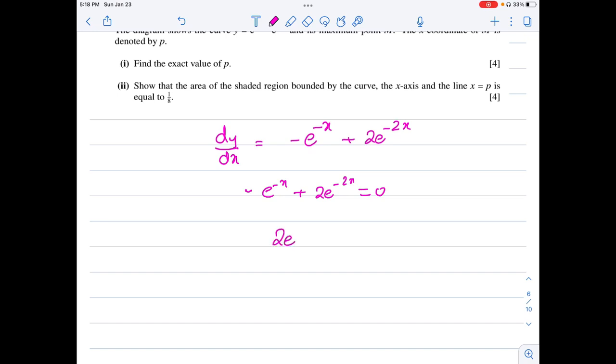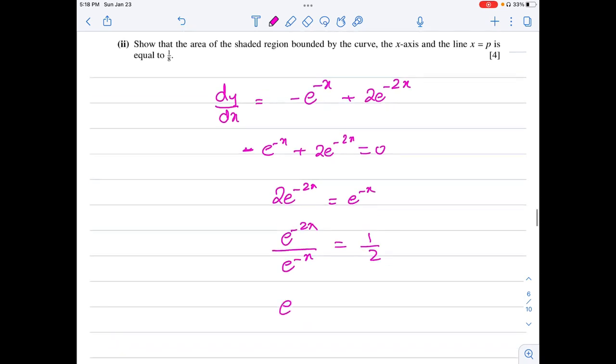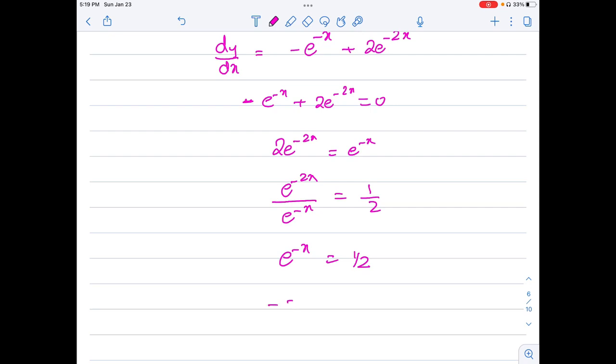2 e to the power of minus 2x is equal to e to the power of minus x. So minus e to the power of minus x has been taken to the other side. So e to the power of minus 2x upon e to the power of minus x is equal to 1 upon 2. So e to the power of minus x is equal to 1 upon 2.